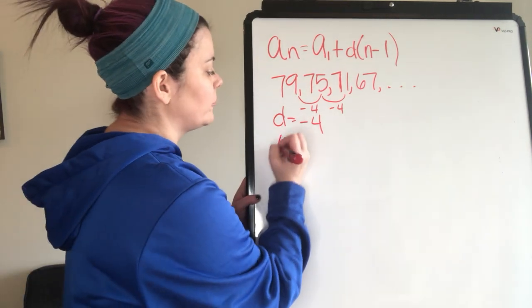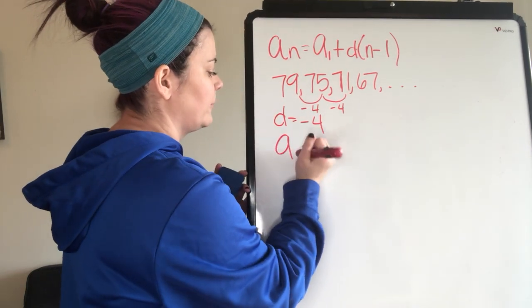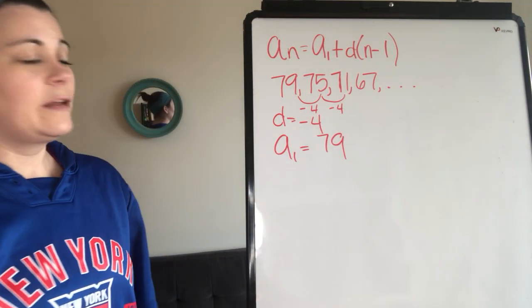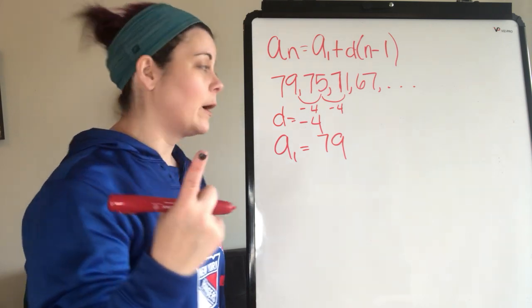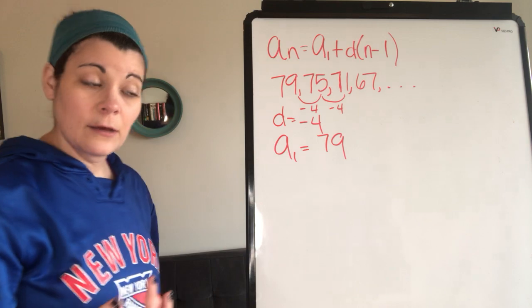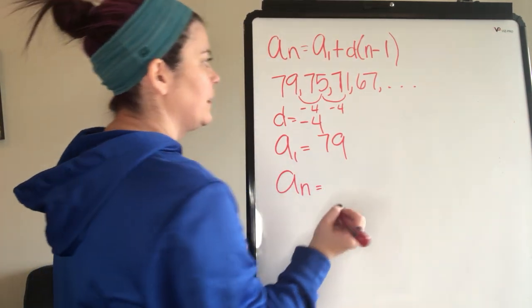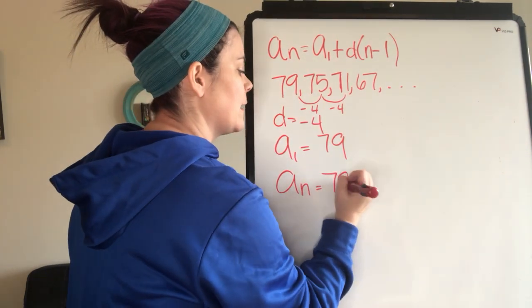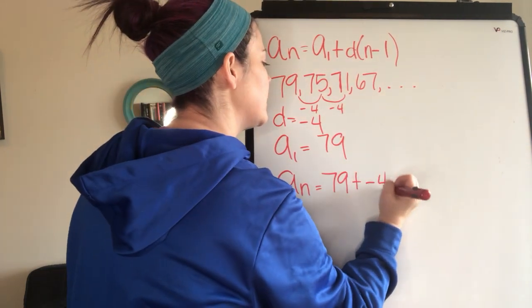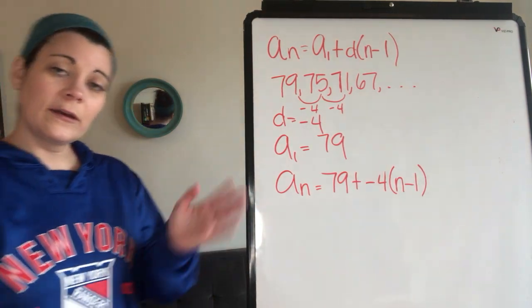And then we also know a sub 1. a sub 1 is 79. So we need to know everything but one. We know a sub 1, we know d, and so we can write the equation by plugging it in. So a sub n is equal to a sub 1, which is 79, plus the common difference, which is negative 4, times n minus 1. Okay, so here's the equation.